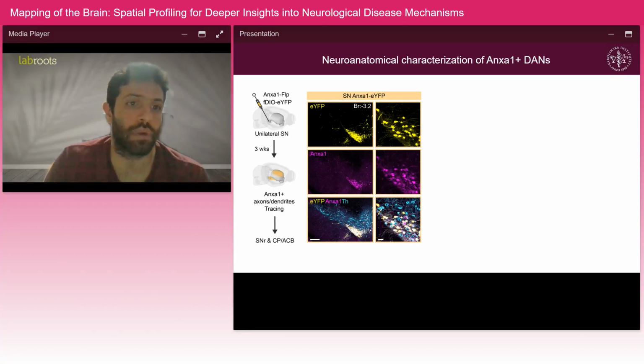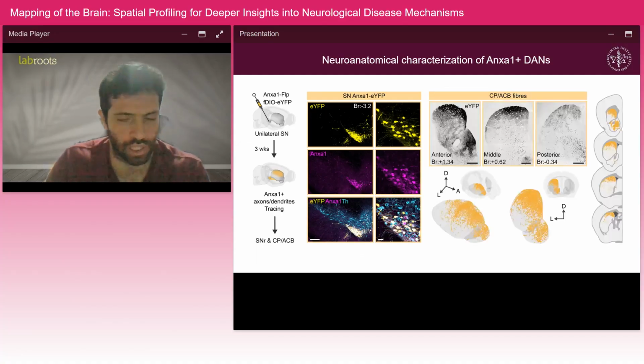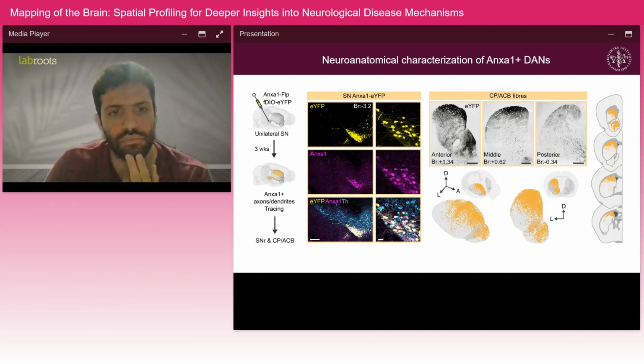And we also managed to map the projections to the main output region of the dopamine neurons, the striatum, which is also the region of most of the Parkinsonian symptoms that we see. And what we saw is that ANXA1 projections in the striatum are mostly located in the very dorsal tip of the striatum, just below the corpus callosum of the mice, and also slightly enriched in the dorsomedial part.